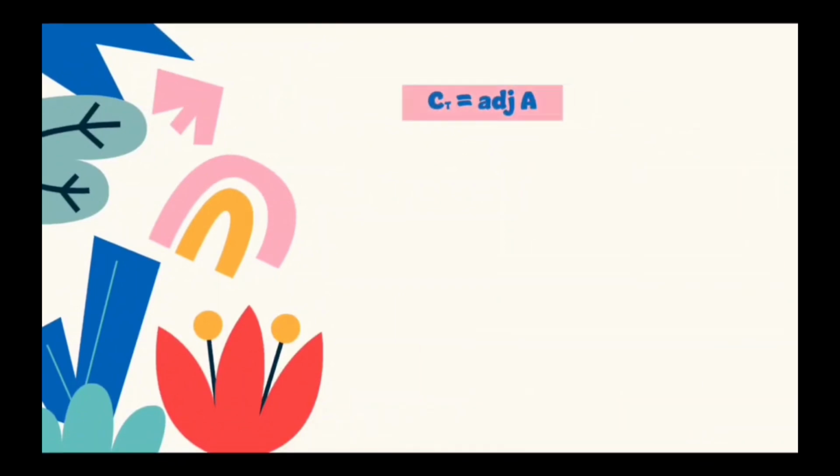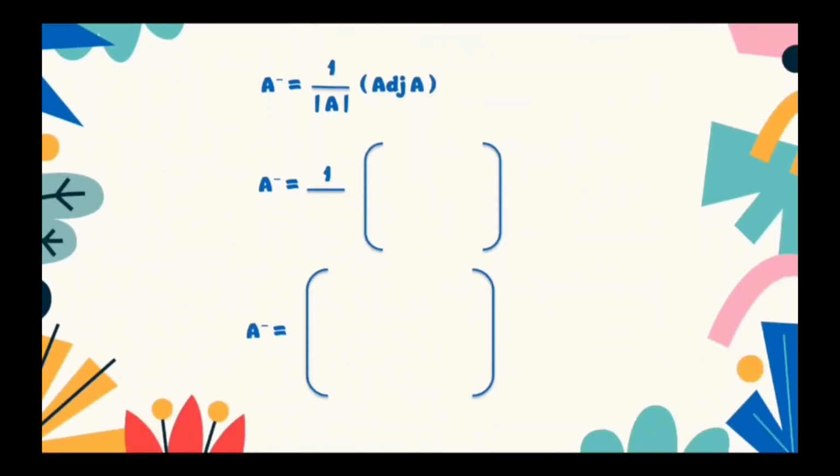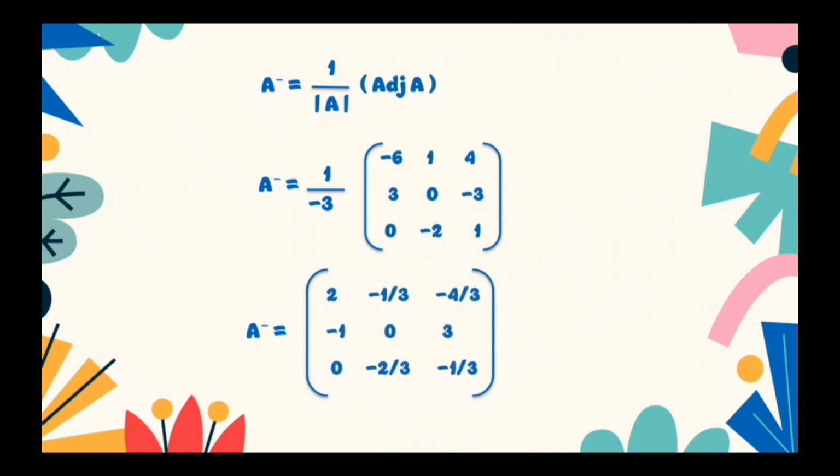Now that we have C transpose, we can easily determine the value of adjoint A, where C transpose is equal to adjoint A. This would be the last step of finding A inverse. To get A inverse, we need to use the following equation, where A inverse is equal to 1 over determinant of A multiplied by adjoint A. Substitute the value of determinant of A with negative 3 and adjoint A as the following. Simplify and we will get the A inverse.